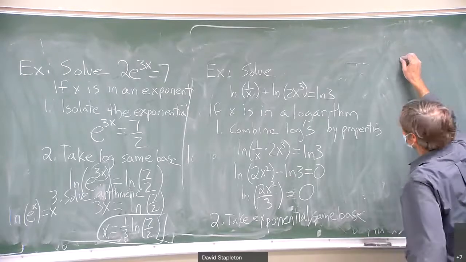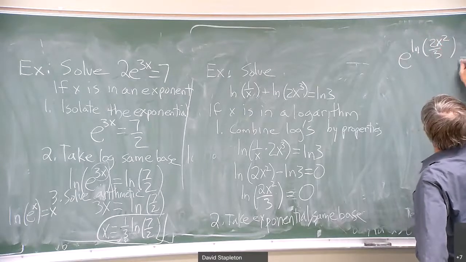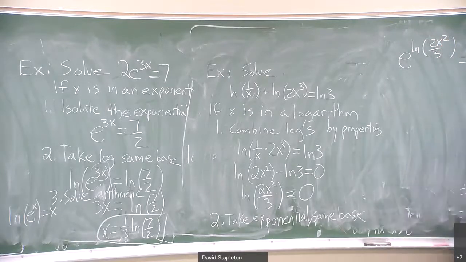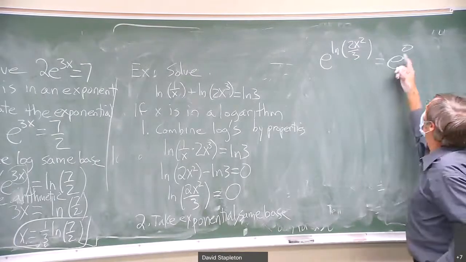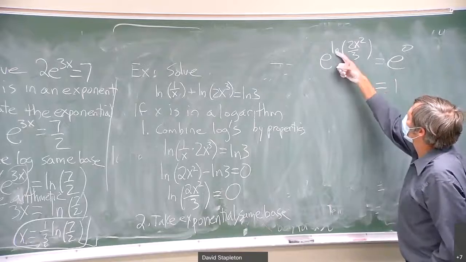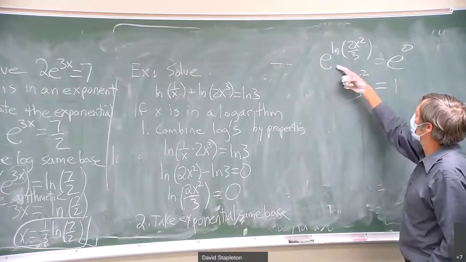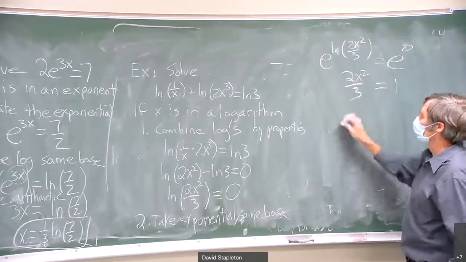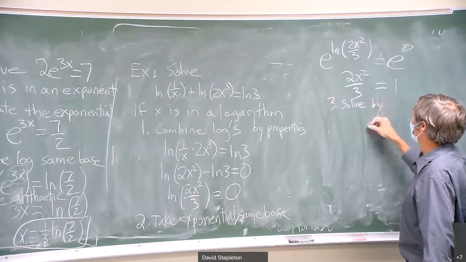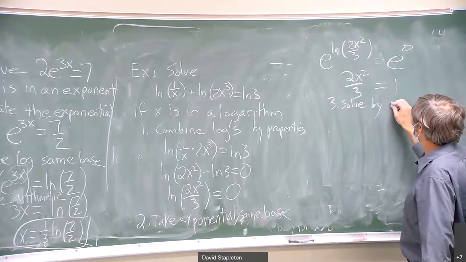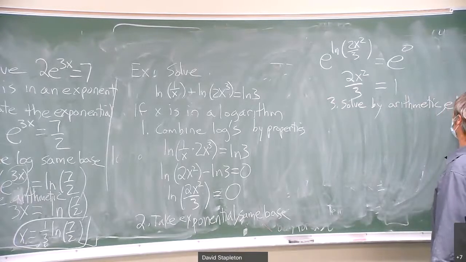So I'll take e to the left equals e to the right. Well, e to the 0 is 1. And these e and ln undo each other. So this is just 2x squared over 3. When you take the exponential of both sides, it undoes the logarithm. And now you just solve by the old method, solve by arithmetic. Maybe you've got a power in here, it might be algebra, but solve by arithmetic, etc. Might have to do a root or something.